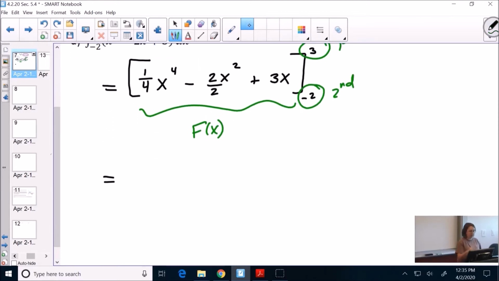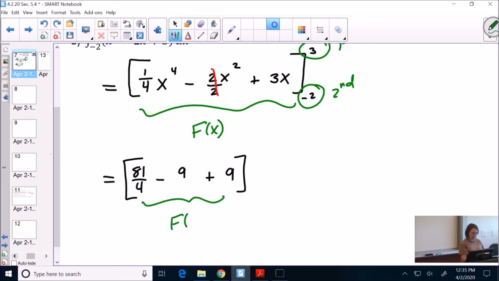Alright, so we plug 3 in. So 3 to the 4th power would be 81. So 81 over 4, minus 2 times 3 squared over 2, the 2's cancel out, so 3 squared would be 9. Plus 3 times 3 is 9. Perfect. So this is what we get when we plug in 3. That is F of b. Minus, we need to plug in F of a. All of this is going to be F of a.